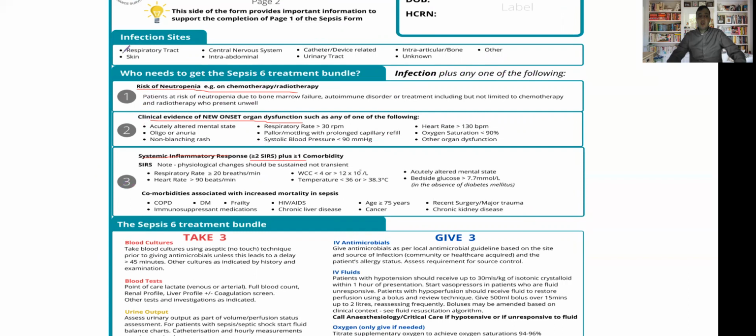So the infectious site could be the respiratory tract, skin, central nervous system, intra-abdominal, catheter or device related, urinary tract, intra-articular or bone, or sometimes unknown. So infection plus any one of the following: either 1 or 2, clinical evidence of new onset of organ dysfunction, or 3, systemic inflammatory response syndrome plus 1 comorbidities.